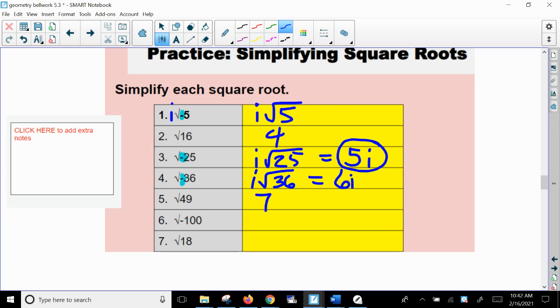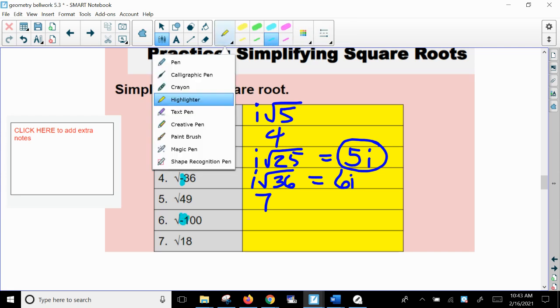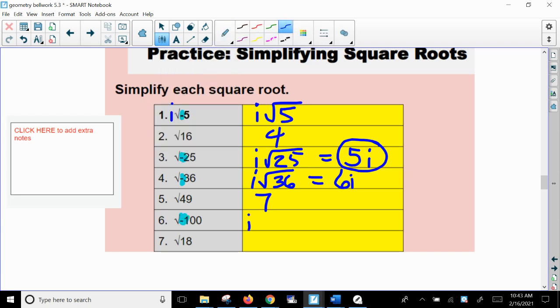Number 6, square root of -100. See the negative? Gotta take an i out. So we have i times square root of 100. Square root of 100 is 10, because 10 times 10 gives you 100. And remember, the i is still there.